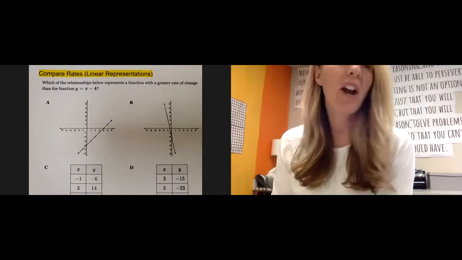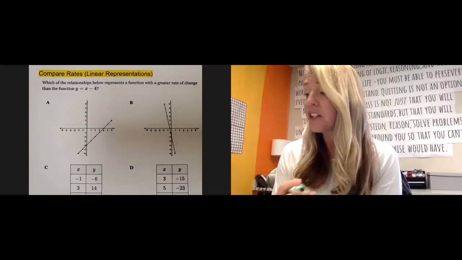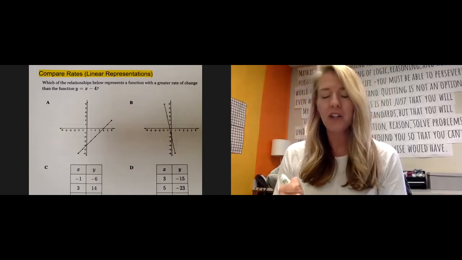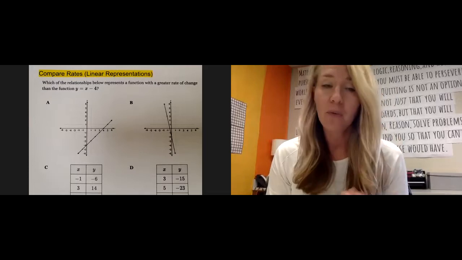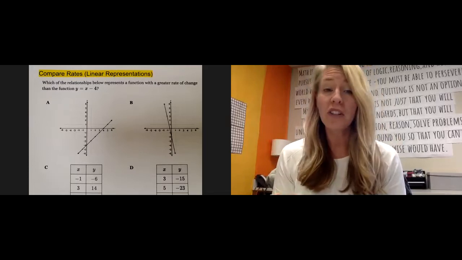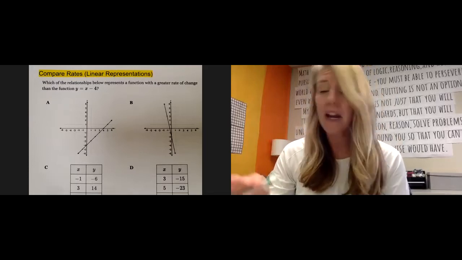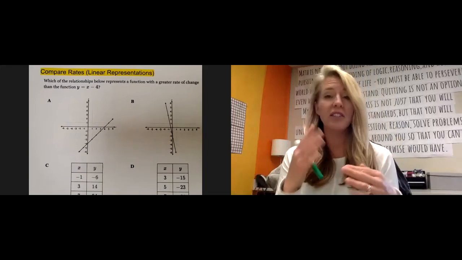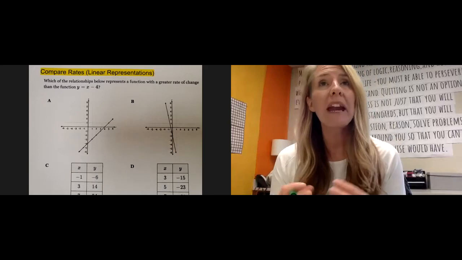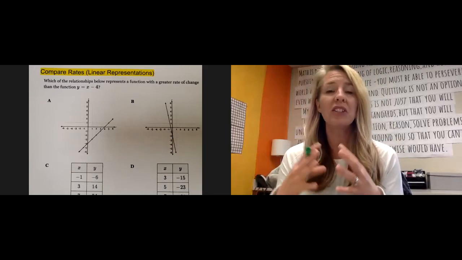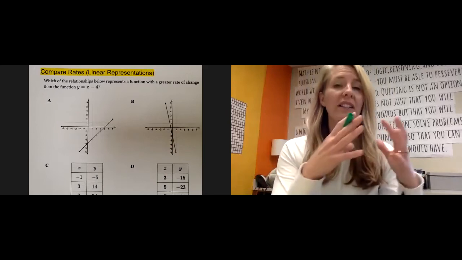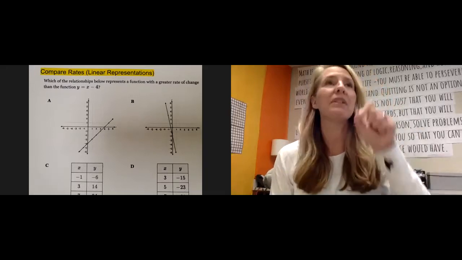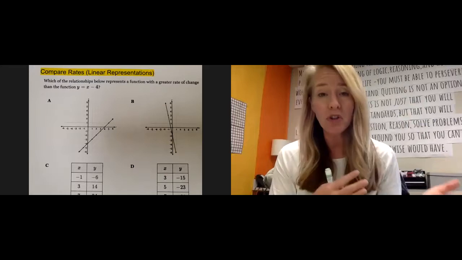When we are comparing rates on linear representations, that's just a way of saying we're going to use tables, we can use graphs, we could use linear equations, different ways to compare the relationship between our x and our y. And so to compare their relationship, the change of what is happening over time or over whatever, the change that happens consistently, okay, it's proportional.